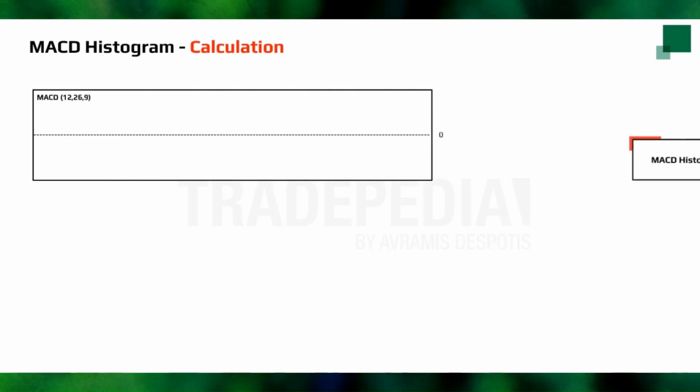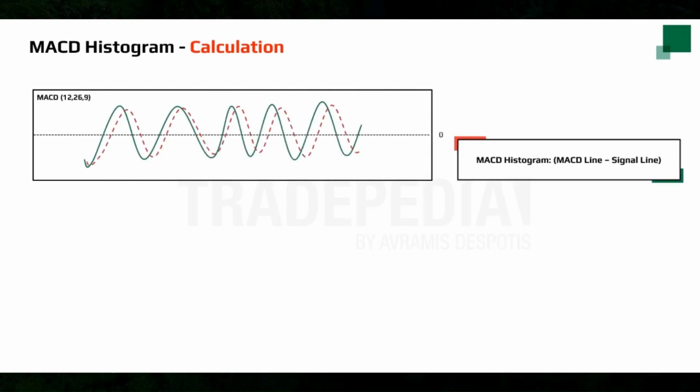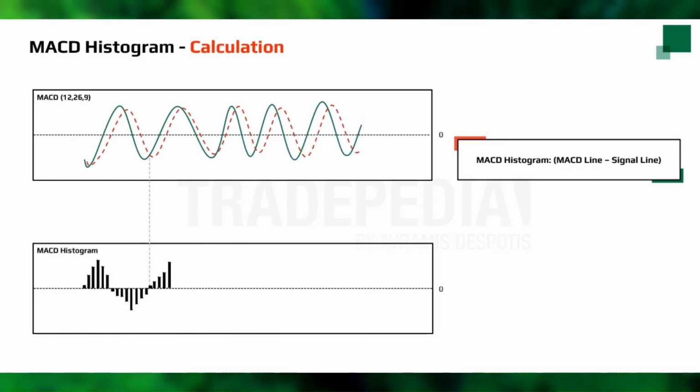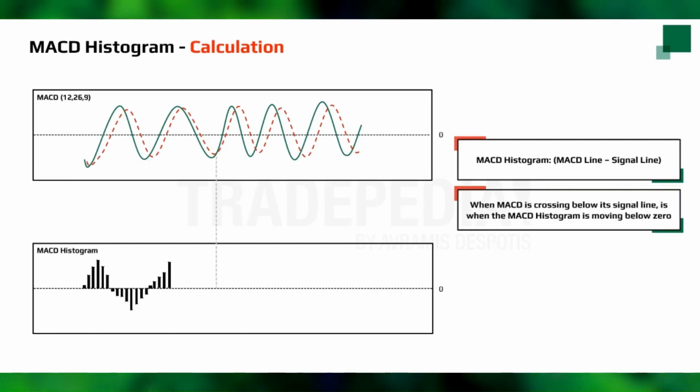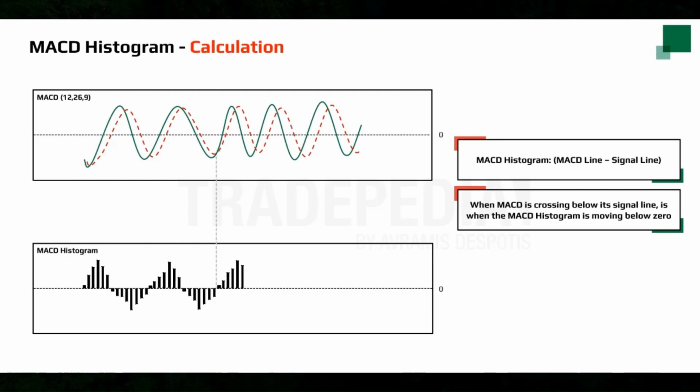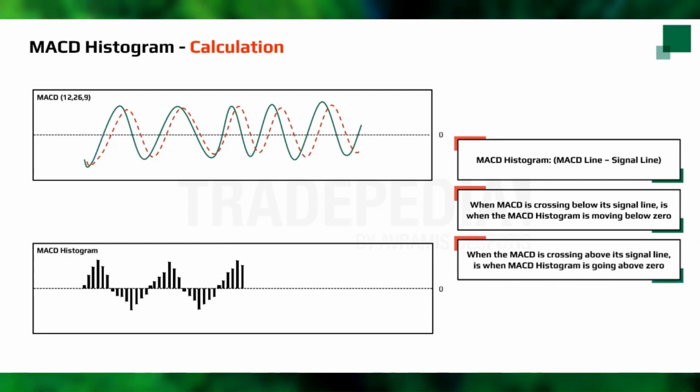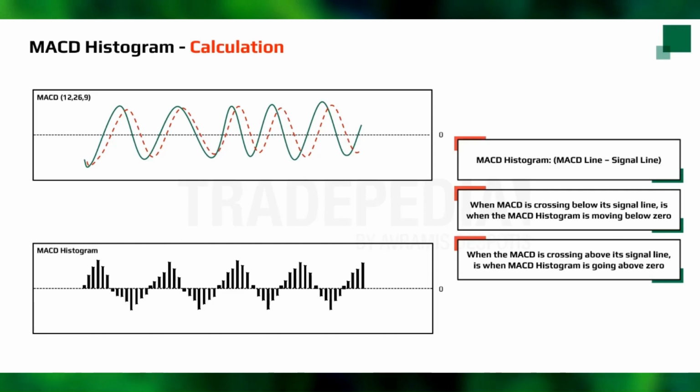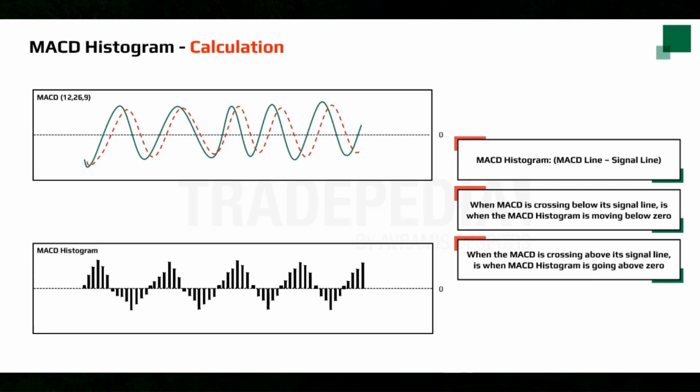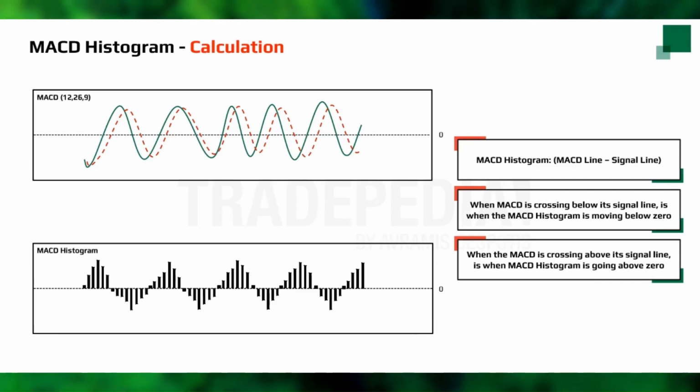The MACD histogram is calculated as follows: MACD line minus the signal line. The MACD histogram is at 0 when MACD is crossing its signal line. When the MACD is crossing below its signal line is when the MACD histogram is moving below 0. And when MACD is crossing above its signal line, the MACD histogram is going above 0. It is referred to as MACD histogram because instead of being presented as a line, it is shown as horizontal bars, known in statistics as a histogram.